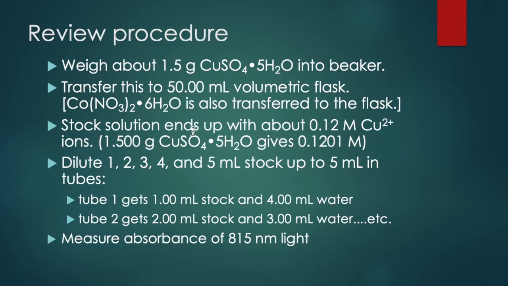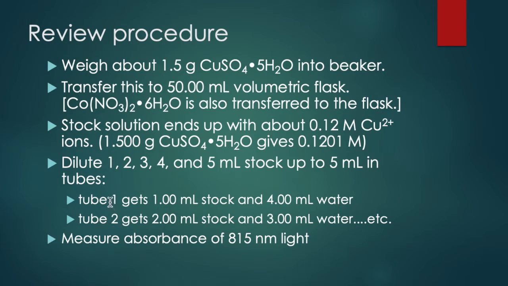Okay, so the stock solution, if you do it correctly, should end up with about 0.12 moles per liter copper 2 ions. If you used 1.500 grams of copper 2 sulfate pentahydrate, you would calculate your molarity as being 0.1201 moles per liter with copper 2 sulfate pentahydrate. Once you've made the stock solution, you make 5 test tubes with different dilutions of that stock solution.